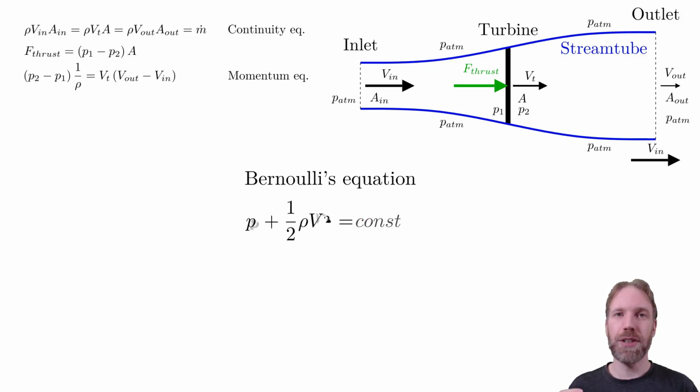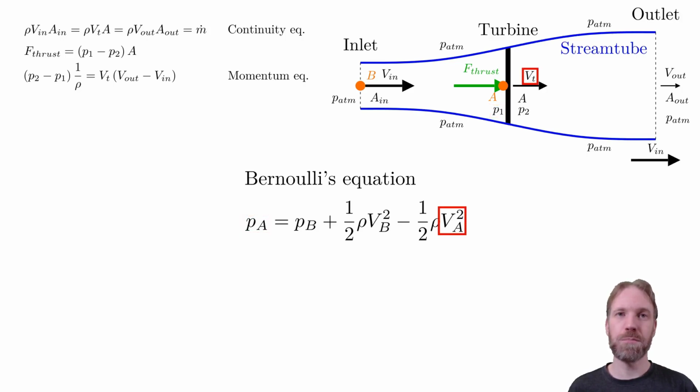The common form when we use Bernoulli's equation is to compare two different points. As we want to use Bernoulli to calculate the pressure, move all the terms except PA to the right hand side. Now we should choose points to compare. Place point A at the turbine on the upwind side and place point B at the inlet. PA is P1. VA is the velocity at the turbine. PB is the atmospheric pressure. VB is the inlet velocity. Write down the equation for these points.